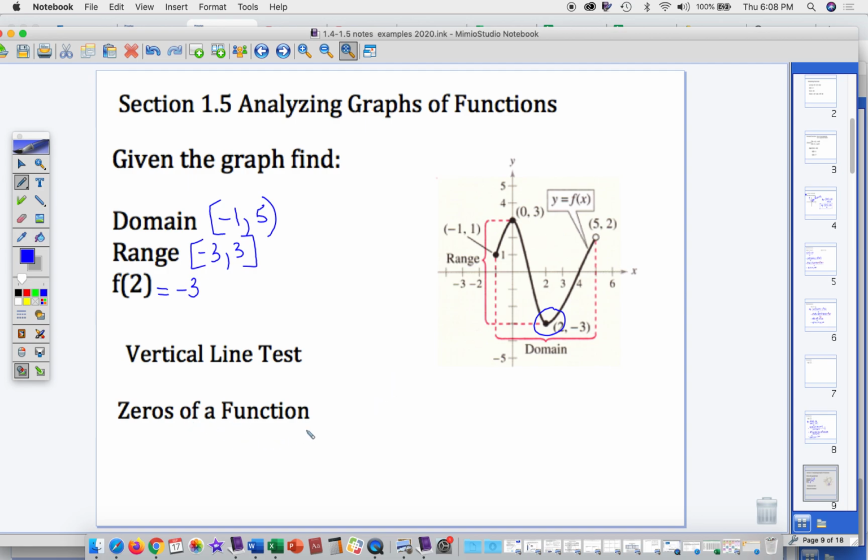The zeros of a function. The zeros are where the graph crosses the x-axis. So we have a 0 at x equal to 1, or 1 comma 0. And we have a 0 at x equal to 4, or 4 comma 0.